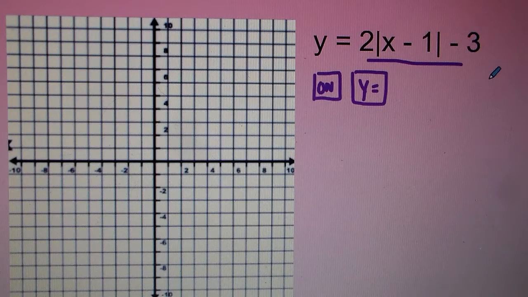So once you type that in, to get an absolute value, just in case you don't know how to find that, you hit the math button, scroll to the right, under num, and then number 1 is ABS. So you have 2 ABS, open parentheses, x minus 1, close parentheses, minus 3. We hit enter. If we hit the graph button, you can see what our graph is going to look like.